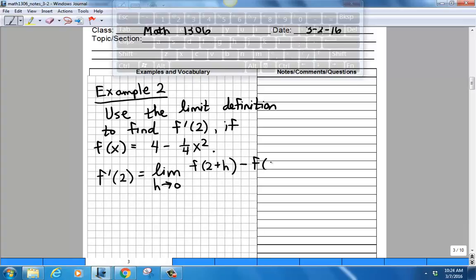Minus f of 2, and what goes in the denominator now? It's 2 plus h, minus 2, all right? So remember, there's the point 2, f of 2. That's one of the points on the graph, and the second point on the graph is 2 plus h, and then f of 2 plus h. So all you're calculating here is the slope of a secant line, okay?